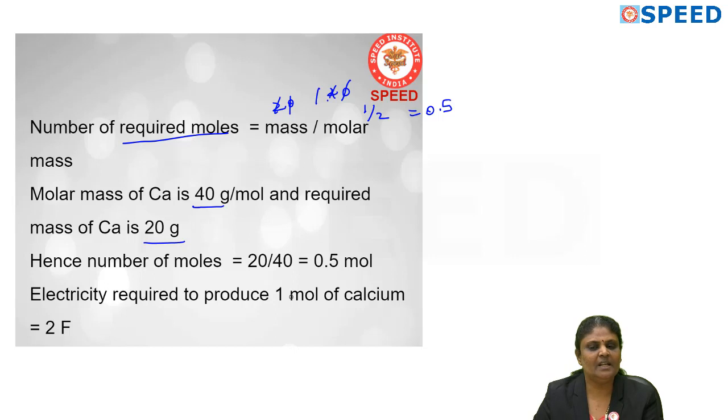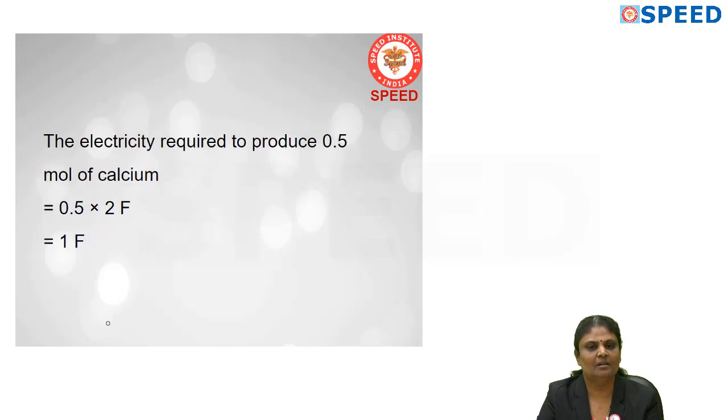So electricity required to produce 1 mole of calcium, okay, that is equal to 2 Faraday. So the electricity required to produce 0.5 mole, very simple, you have to multiply these two things. You get the answer 1 Faraday. Okay, so the correct option is 1 Faraday.